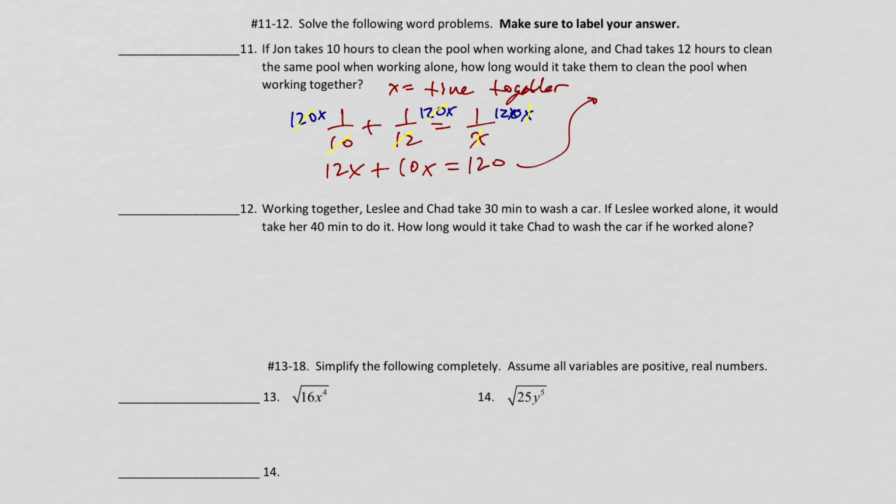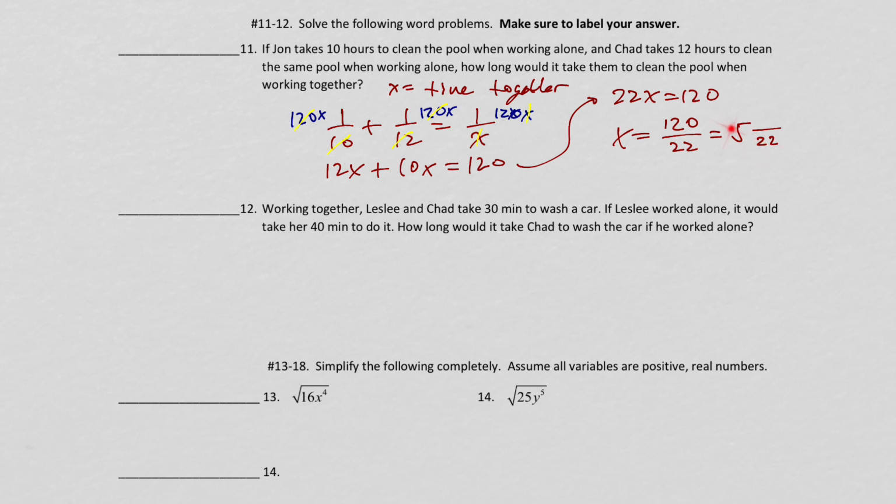So bring this up here. We have 22x equals 120. So x equals 120 over 22. Now I can try and divide this out, but I get a weird repeating decimal. So I get 5.4 something. So this is 5 and something over 22. Now 22 times 5 is 110.